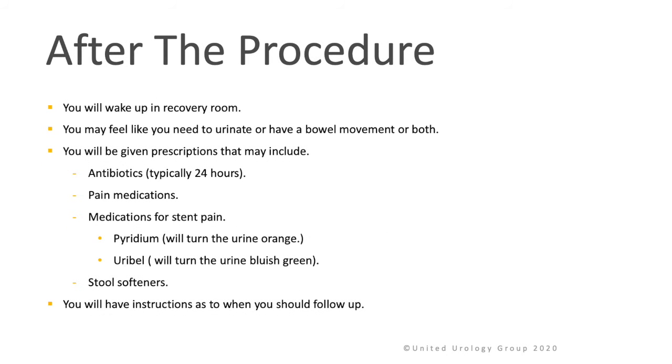After the procedure, you will wake up in the recovery room. You may feel like you need to urinate or have a bowel movement, or even both. You will be given prescriptions that include antibiotics, pain medications, medications for stent pain, which may include pyridium, Urabel, or others up to your physician's discretion. You will have instructions as to when you should follow up.